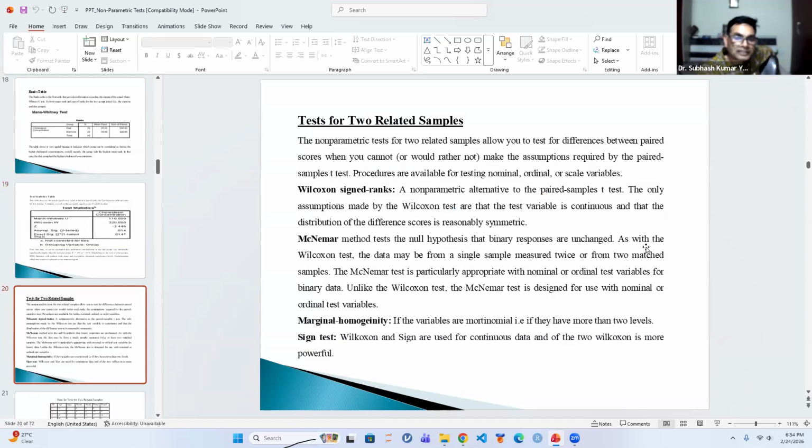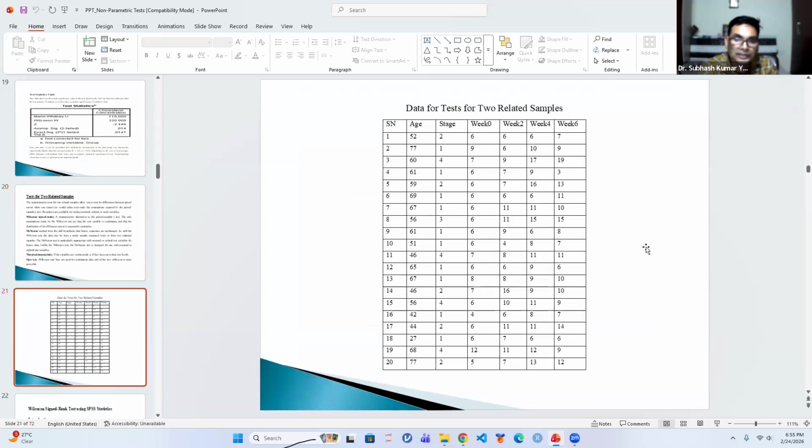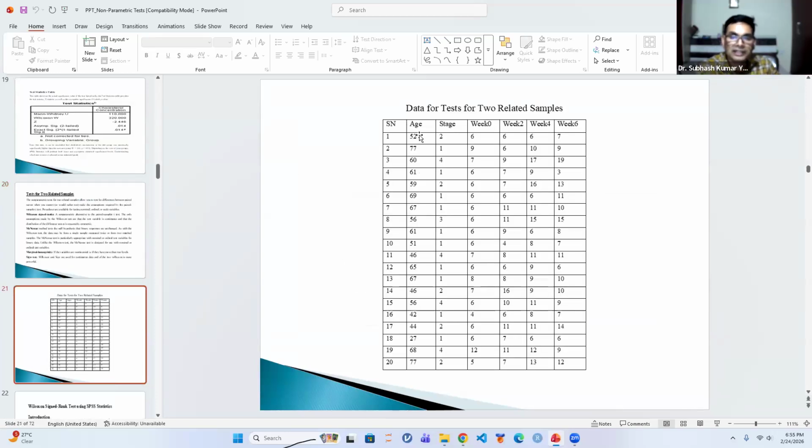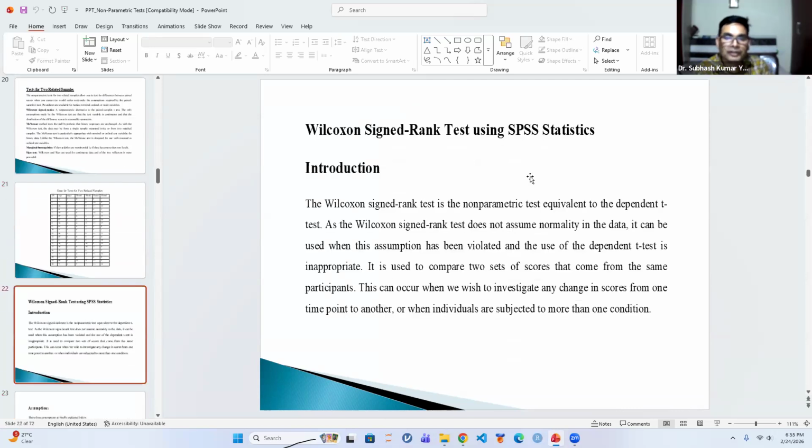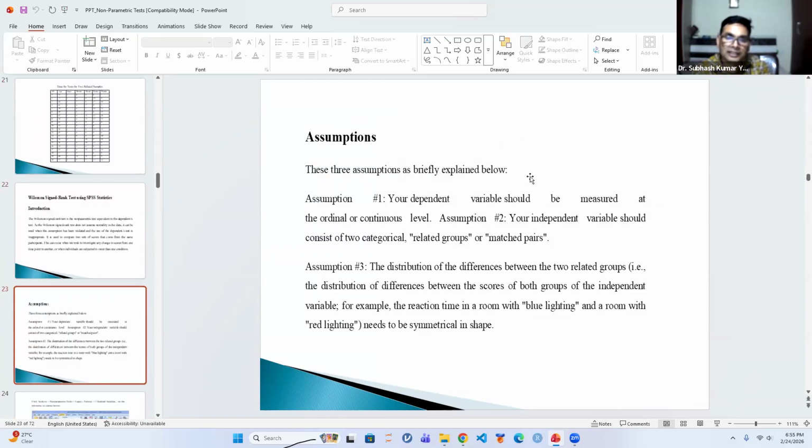Now test for two related samples, the equivalent non-parametric test to the paired t-test. So here it is the Wilcoxon signed rank test. So here is the data you can see, and this is the age stage, and these are week 1, week 2. You can also use it for repeated measures ANOVA. We can use the Friedman ANOVA as well, but we can compare week 1 with week 2, week 0 with week 2, or any two we can compare. For the Wilcoxon signed rank test, the assumptions are the same, very weak, that the samples should be independent and the variable should be continuous, like that.